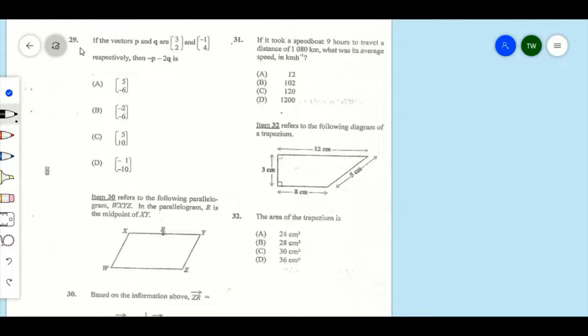Question number 29. If the vectors P and Q are (3, 2) and (-1, 4) respectively, then -P - 2Q is... Now here this is P, which is (3, 2). So negative P would be the vector (-3, -2).